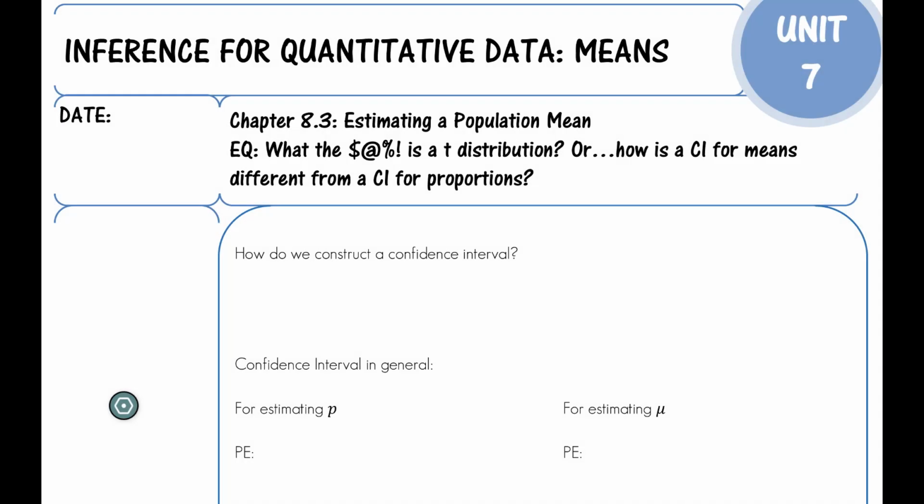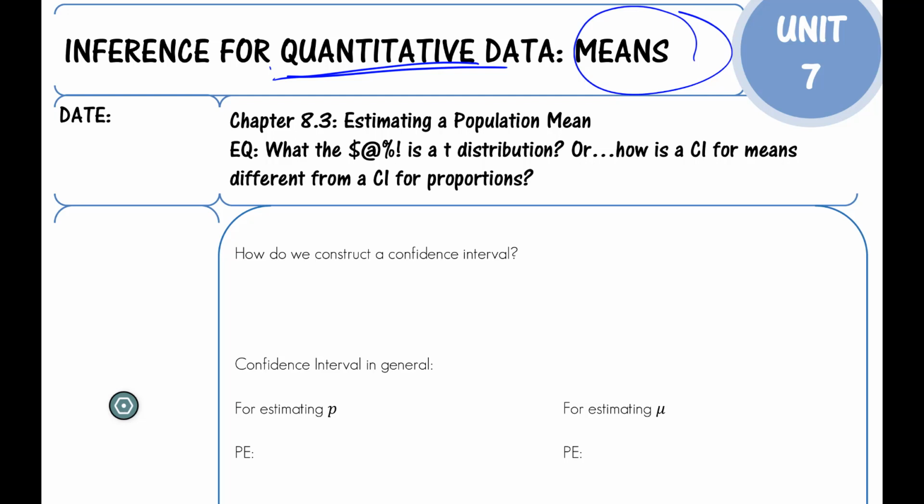Hey everyone, we are starting our new unit. This is Unit 7, which means we are looking at inference for quantitative data, which means we are putting aside proportions and looking at things that we are going to be able to take the averages of. So we're starting to look at population means and sample means and things like that. That means we're putting aside a bunch of the p's for now. We're looking at mu's and x bars.